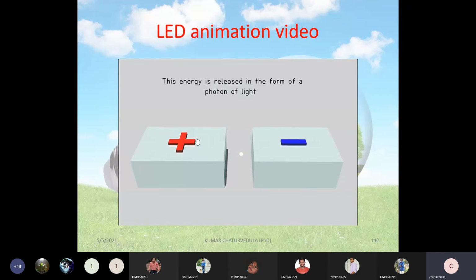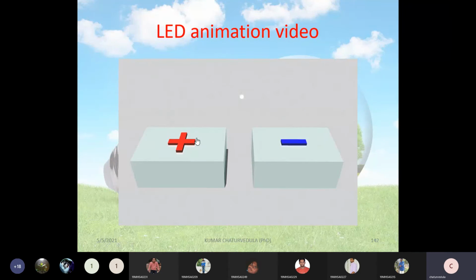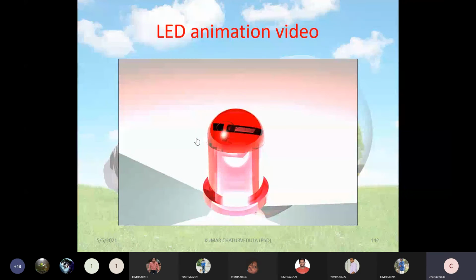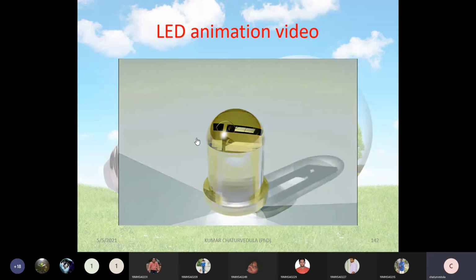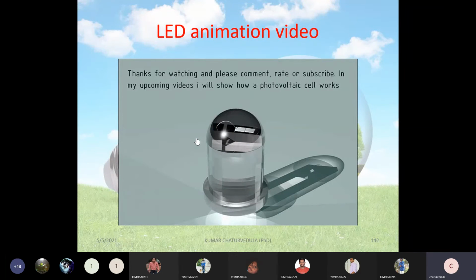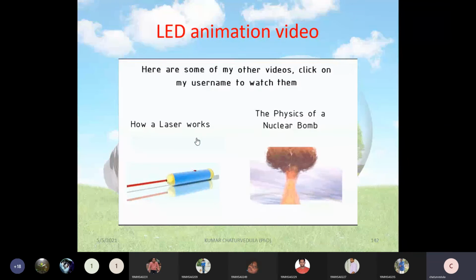So the combination of holes and electrons releases light. This is the basic principle. One hole and one electron combine to give what is called a photon. This photon energy determines the frequency and color. You can have different colors of LEDs, red color, yellow color. So these are all the basic principles of LED. This is from the basic photovoltaic cell, how your LED works.